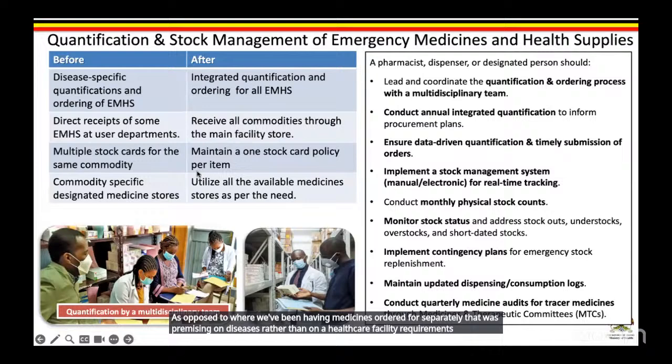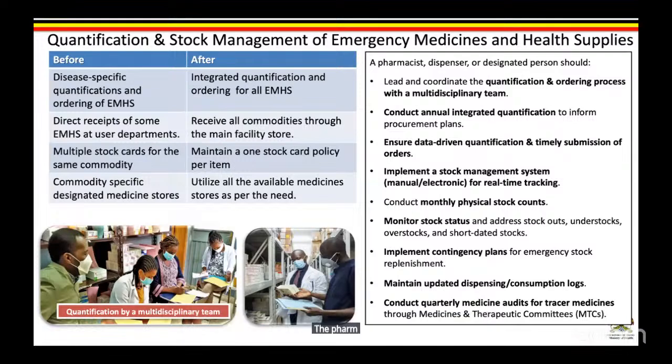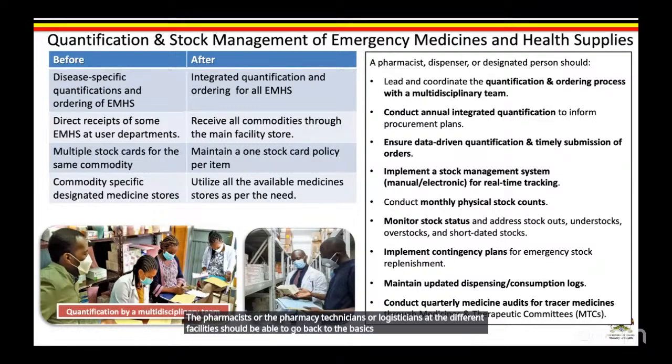And this is going to promote effective utilization and management of logistics and accountabilities at the different facilities. So what we expect is that the pharmacists, pharmacy technicians or logisticians at the different facilities should go back to the basics of making sure that we complete our stock cards appropriately and that these stock cards match with the electronic logistics quality management information system, which manages our logistics in the different stores and pharmacies.